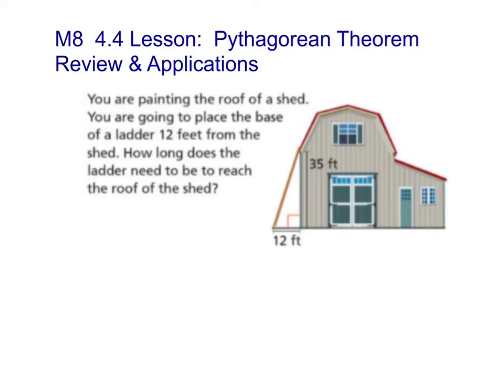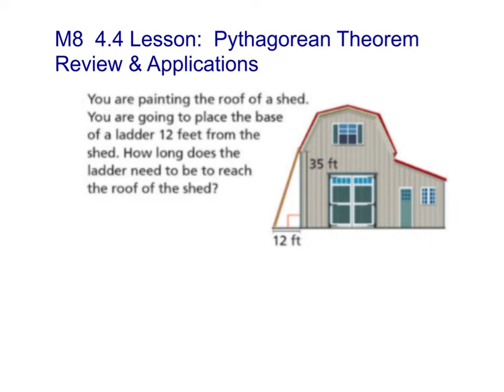For our 4.4 lesson, we're going to be using what we've already learned about the Pythagorean Theorem and apply it to real-life situations. This example shows a shed, and we want to paint the roof of the shed. In order to do that, we need to place a ladder that will reach up 35 feet, and for safety, it needs to be placed with the base 12 feet from the shed.